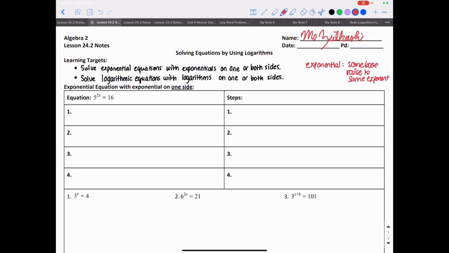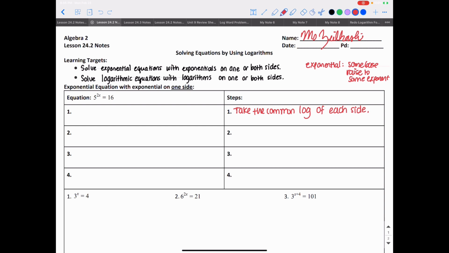Okay, so the steps. The first thing that you're going to do is you're going to take the common log of both sides. So take the common log, because it's in your calculator, and we're going to have to use our calculators for this. Common log of each side. The common log is log base 10. That's the one that's in your calculator, and we don't need to write the base 10. We just write log.